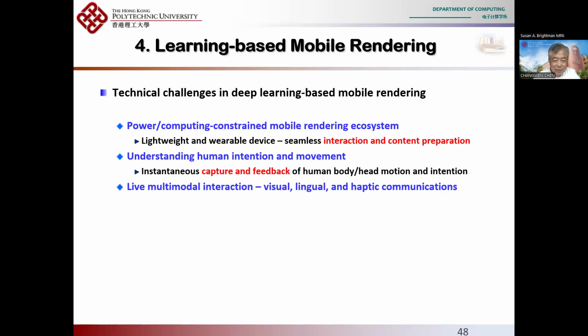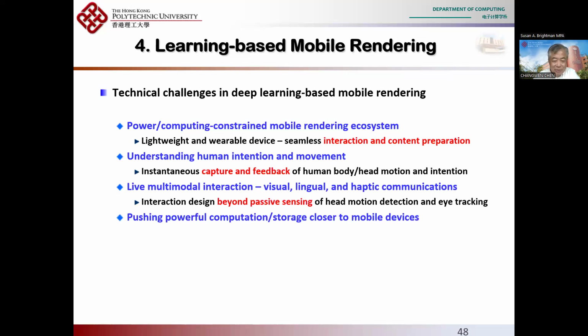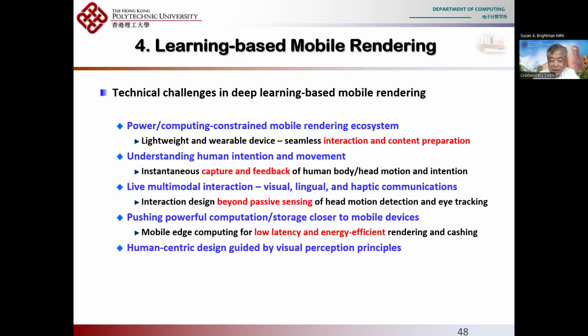Okay, we could have multi-modal interaction here: visual, lingual, haptic, and so on. So in that case, it is interactive design beyond passive sensing of hand motion. This is what we do right now: hand motion and eye tracking, but it's much more than that. Okay. Also, we need to push powerful computing and storage closer to the mobile device, and mobile edge computing for low latency and energy efficiency is needed in this particular area. Of course, everything has to be based on human-centered design.